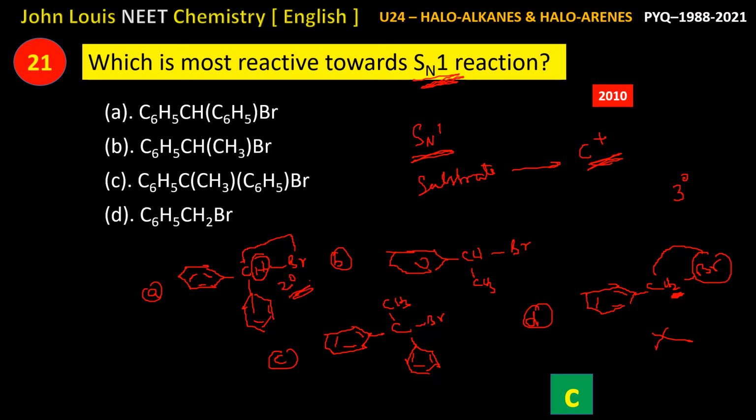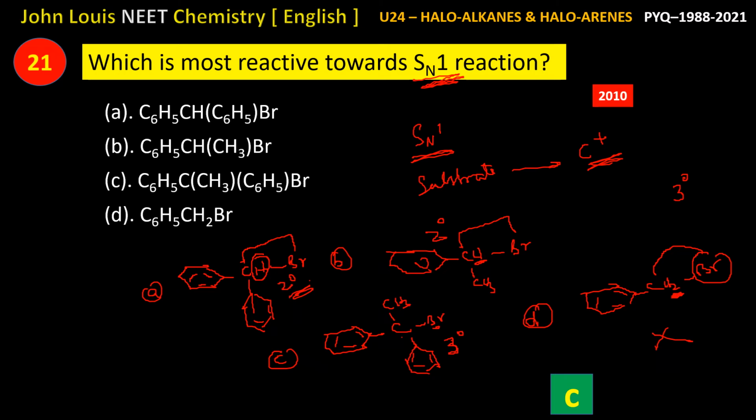Then what about option B? Here also bromine is bonded to a carbon which has a hydrogen. Therefore, this is also a secondary carbon. And what about option C? Bromine is bonded to a carbon which has no hydrogen at all. Therefore, this is a tertiary carbon, a tertiary halogen compound. Therefore, this will undergo SN1 reaction very easily. That is, compound C is the most reactive towards SN1 reaction.